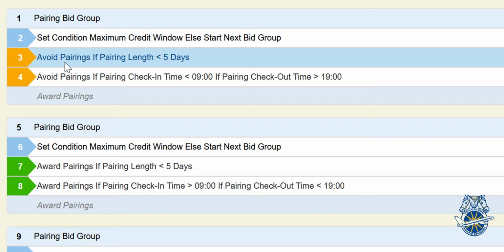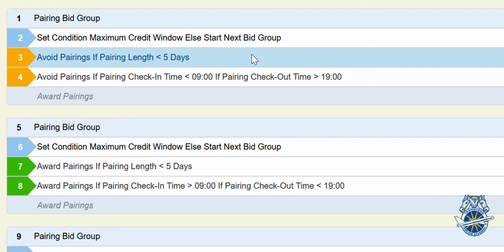But on the first one, we're really using these avoids. So we're saying, avoid pairings if pairing length is greater than 5 days, and avoid pairings if pairing check-in time is before 9 a.m. but after 7 p.m. And as you can see, these are going to be hard lines in the sand. If for some reason the system can't build you to the 75 hours or the 85 or the 95 hours we're asking it to build you to, then it's going to go into what's called the denial mode.